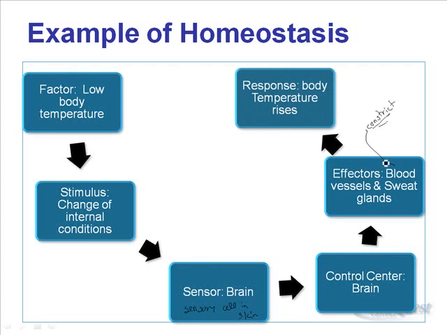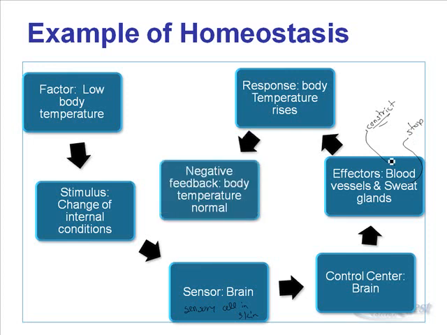This prevents the heat from leaving your body. Sweat glands stop. So we don't want to sweat if we're cold, because if we sweat, we start releasing more heat. So sweat glands become inactive, blood vessels constrict. That's going to cause our body temperature to rise, which means we're no longer feeling cold. So this negative feedback is our body temperature returning to normal. This is sensed by our brain, and the loop is then shut down. So that's an example of how negative feedback influences homeostasis.